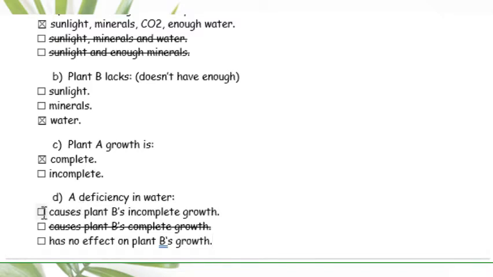I will choose the first answer. When plant B lacks water, it doesn't have enough water. This is what causes plant B's incomplete growth. Plant B is growing so slowly.